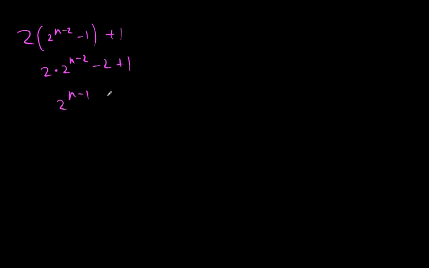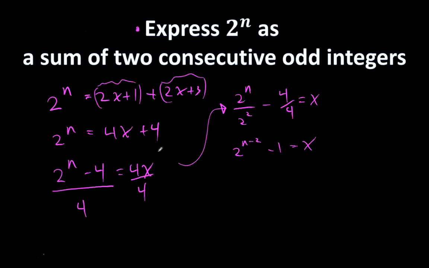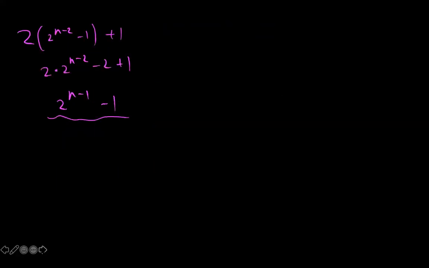We're going to get 2 times x, which is 2 to the n minus 2 minus 1, plus 1. If I multiply that, I get 2 times 2 to the n minus 2 minus 2 plus 1. That's 2 to the n minus 1 minus 1. So that's my first integer. And if I plug this into this one, we get the same thing, but plus 3 instead. So when I plug that in, instead of having plus 1, I'll have plus 3 right here. So my next consecutive odd integer will be 2 to the n minus 1 plus 1.